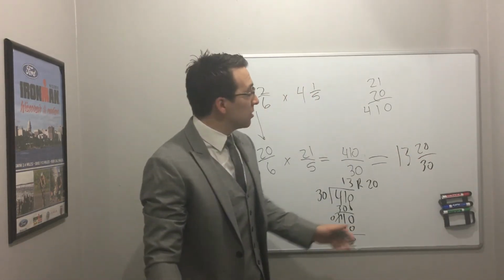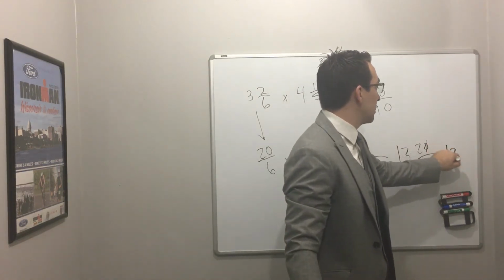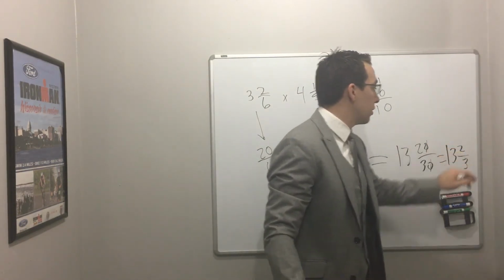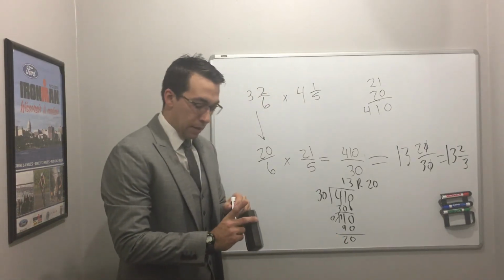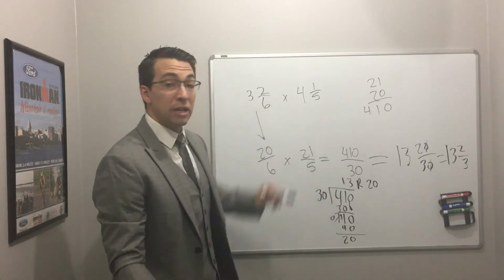And what is our final answer? We can drop these zeros. Equals 13 and 2/3. Okay. That is my one example of multiplying 2 mixed numbers.